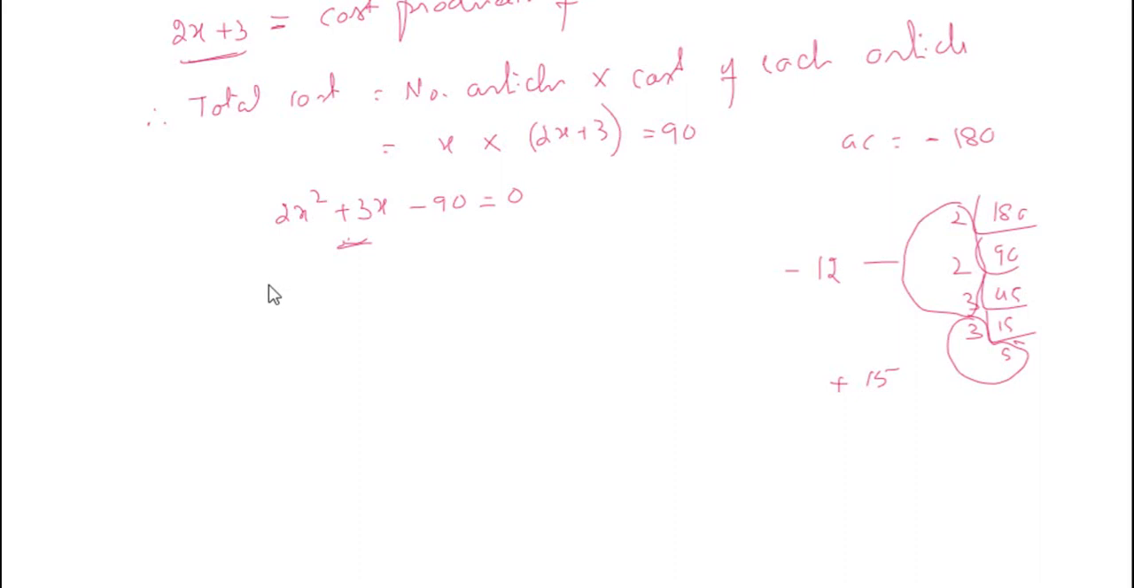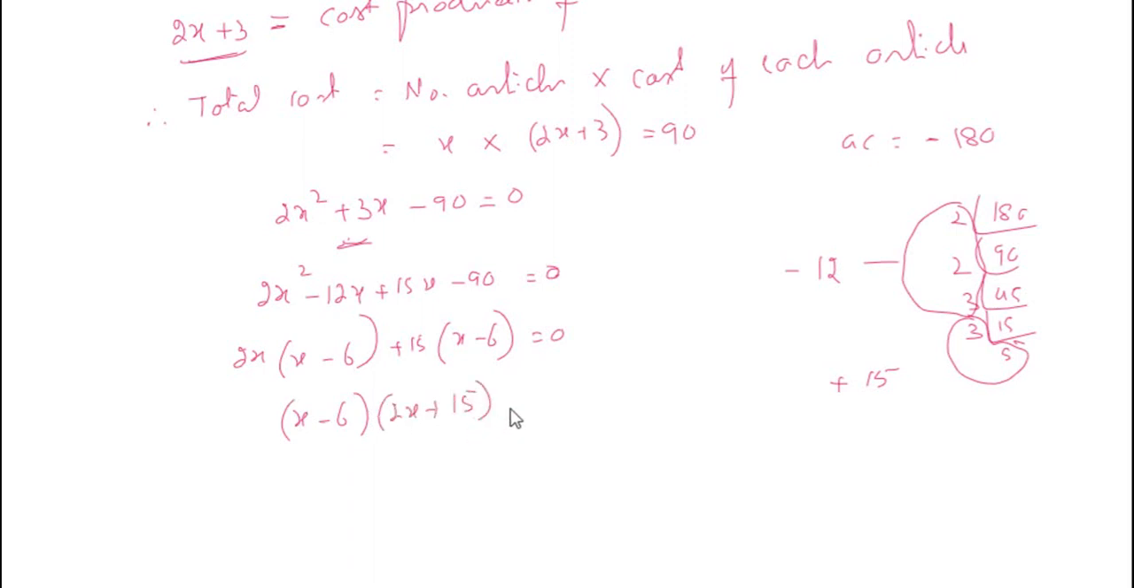So now let us split the middle term. 2x square minus 12x plus 15x minus 90 equal to 0. Take 2x outside, x minus 6, plus 15 if you take it out, x minus 6 here equal to 0. x minus 6 into 2x plus 15 equal to 0. x minus 6 equal to 0, therefore x equal to 6.